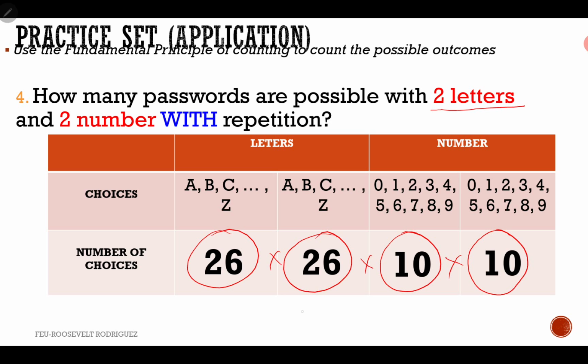So, the answer is 67,600 possible combinations ng letters and numbers with repetition. Okay, if repetitions are allowed. Alright? Next, what if repetitions are not allowed?